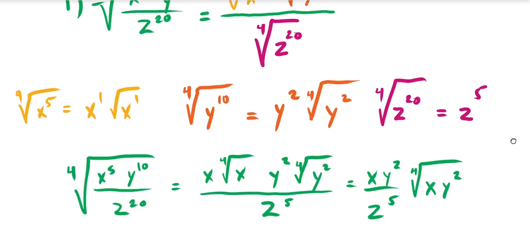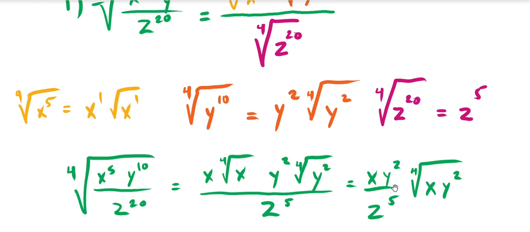And so what does that mean for our overall fraction? It means this one turns into x, 4th root of x. This one turns into y squared, 4th root of y squared. And this one just turns into z to the 5th. It's sort of nice to write the stuff that's in a radical back under a single radical and put the rest of the stuff out front. That's a nice way of looking at it.